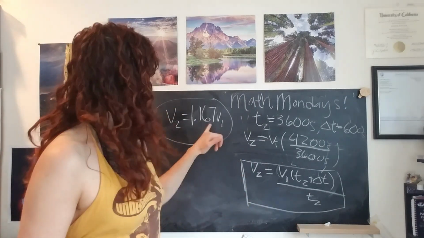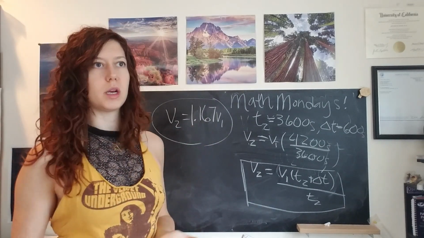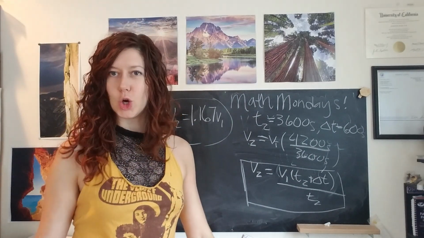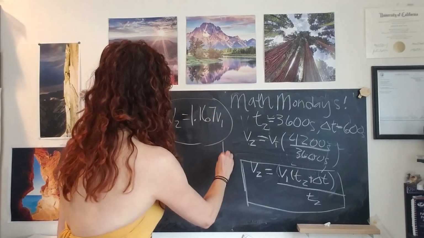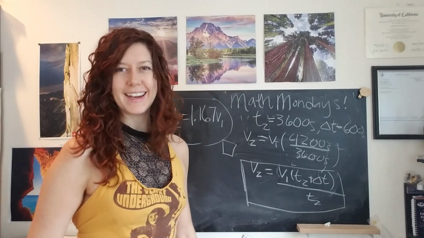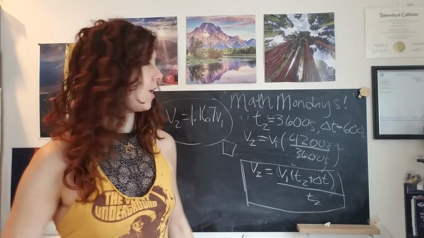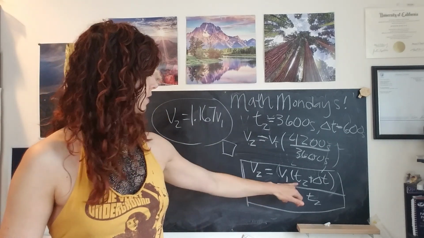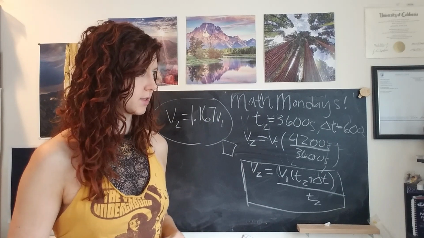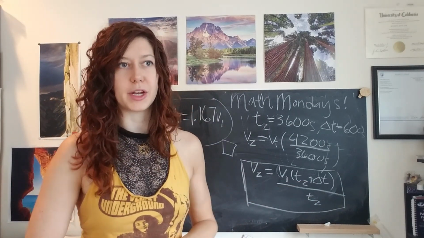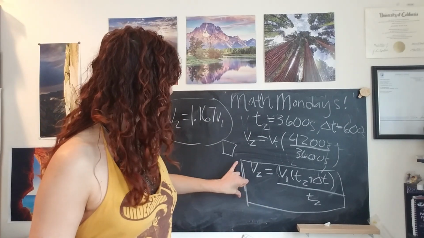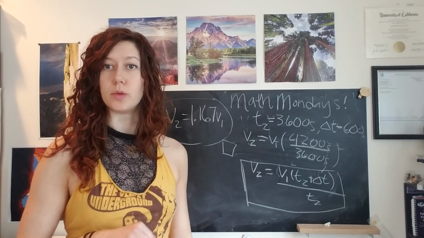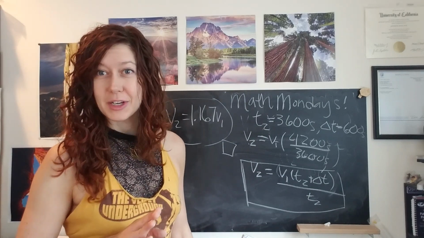Or said another way, you would increase V2 to be 117% of the default speed. Boom! QED, or as my professors used to do, little square. So yeah, you can use this equation for any amount of time that your print speed is going to take, and for any amount of time that it takes you to set up the second print. So V2 equals V1 times parentheses T2 plus delta T divided by T2. Use that and make your life easier.